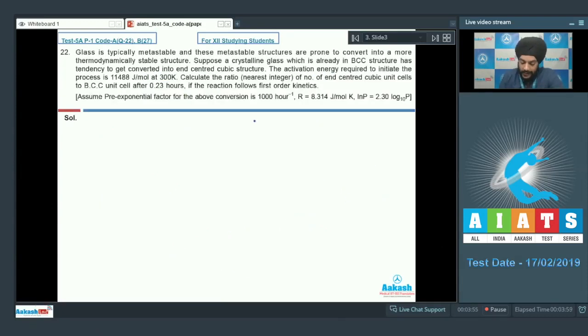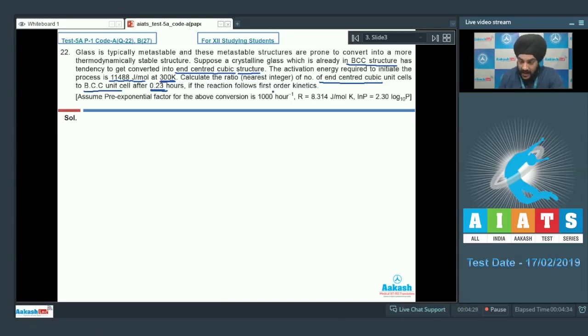Question number 22. Glass is typically metastable, and these metastable structures are prone to convert into a more thermodynamically stable structure. Suppose a crystalline glass, which is already in the BCC structure, has a tendency to get converted into N-centered cubic structure. The activation energy required to initiate the process is 11488 joule per mole at 300 Kelvin. We have to calculate the ratio of the number of N-centered cubic unit cells to BCC unit cells after a time interval of 0.23 hours.